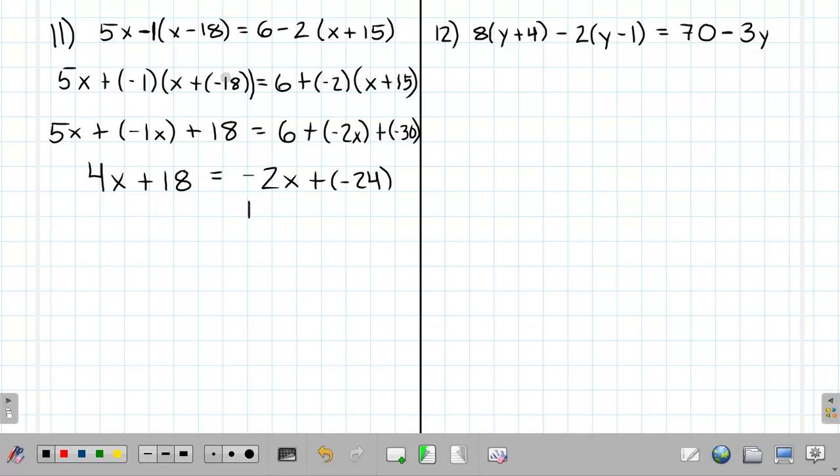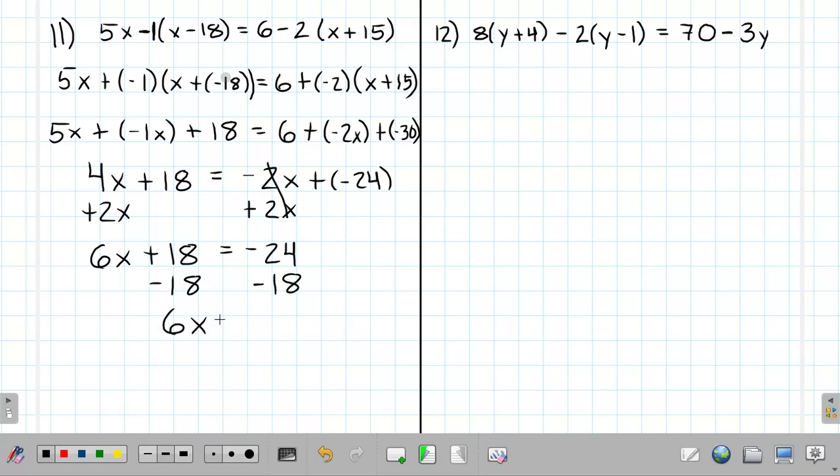Negative 2x here. So I'm going to add 2x. 4x plus 2x is 6x, plus 18 is equal to, those go away, and we're left with negative 24. We subtract 18, 6x is equal to negative 24 minus 18, okay? Once again, be careful with your negatives, but that's going to give us negative 42.